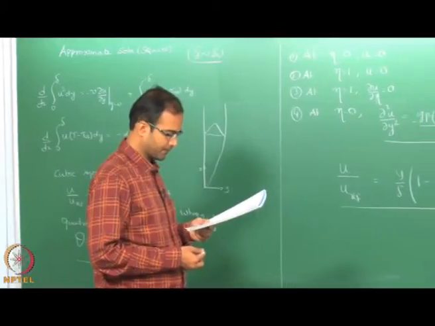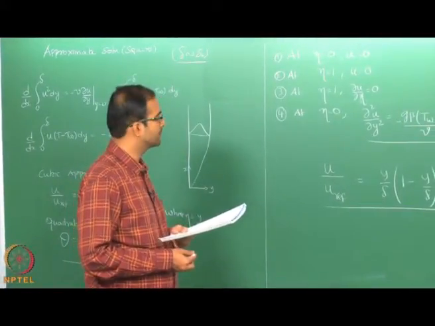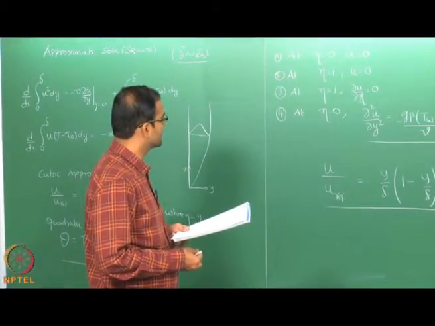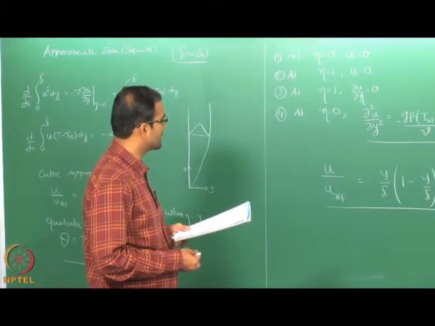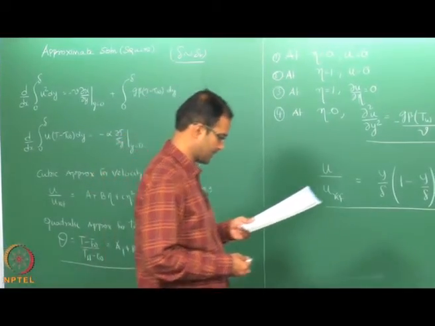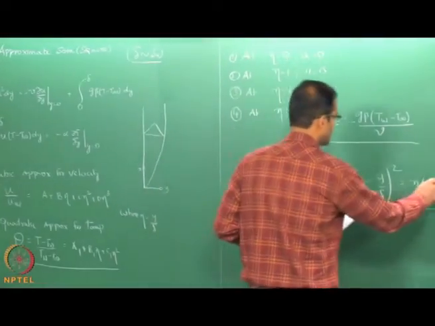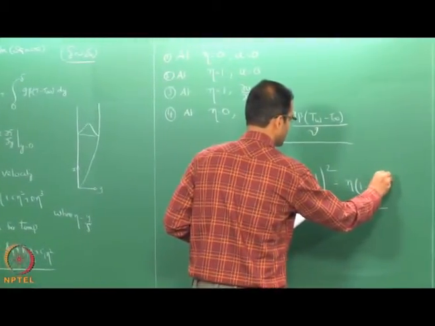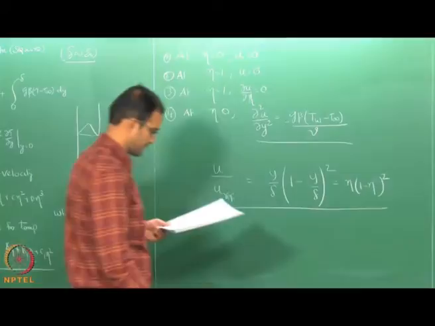Is that right? 1 minus y by delta whole square, or the bracket the whole square? Yeah, it should be 1 minus eta the whole square here, right, that is correct.